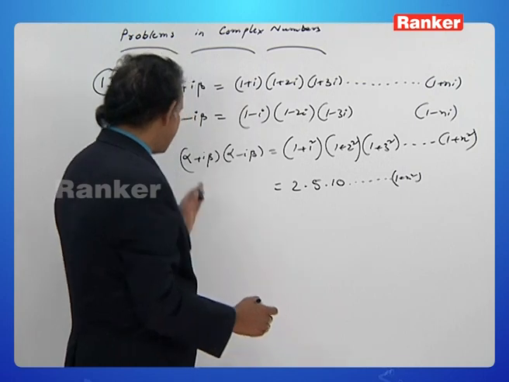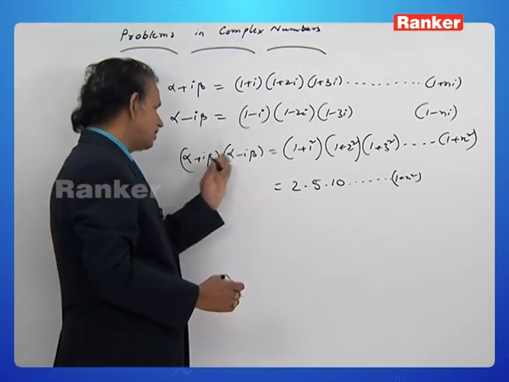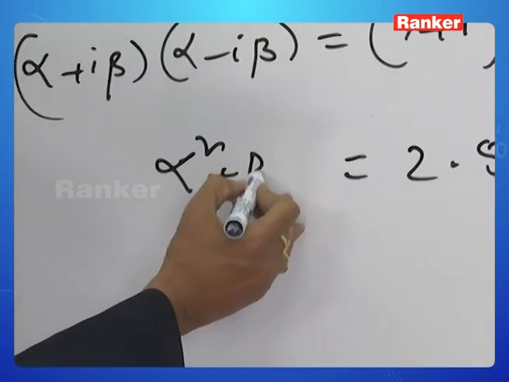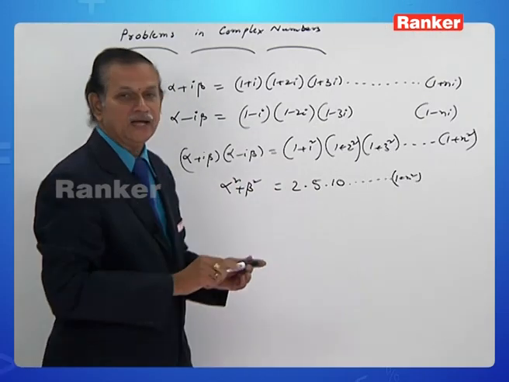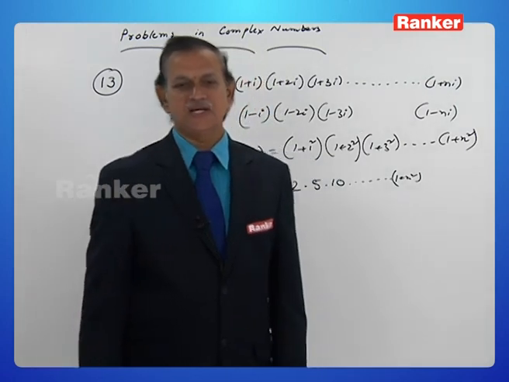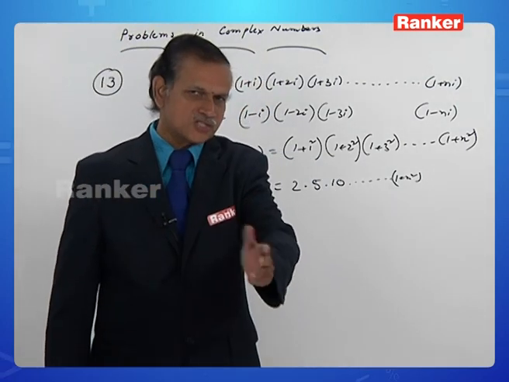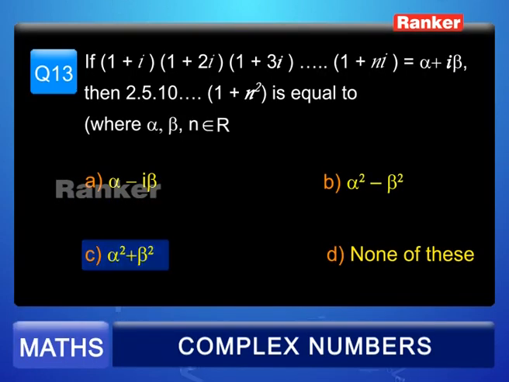Now let us look at the fate of LHS. What is alpha plus I beta into alpha minus I beta? It is of course alpha square plus beta square. And what is the answer present? Alpha square plus beta square. It is available in option C. Therefore, option C is the right option, and the right answer is alpha square plus beta square. That's all the question. One of the simplest questions.